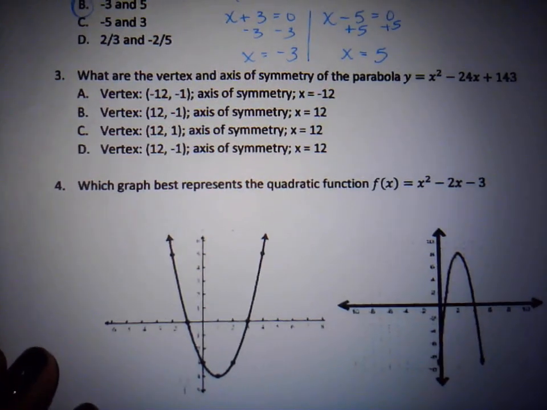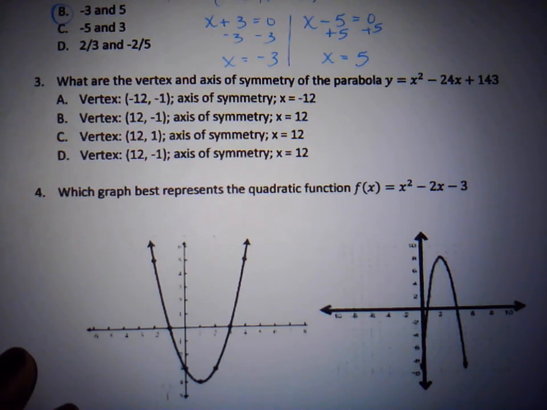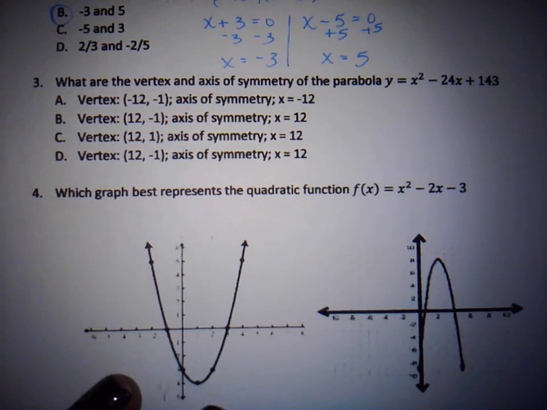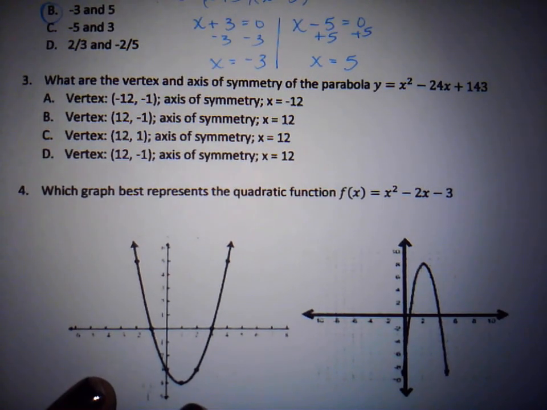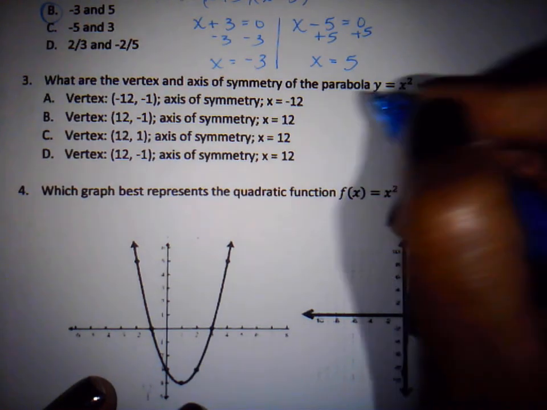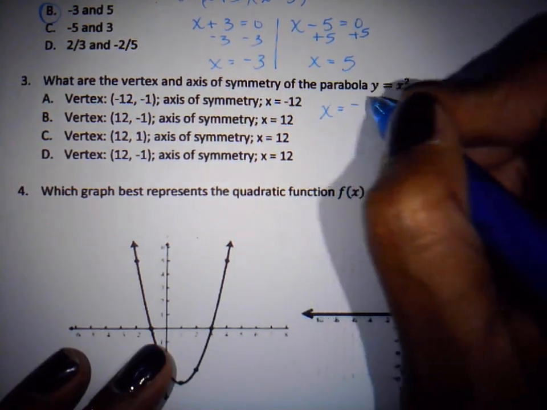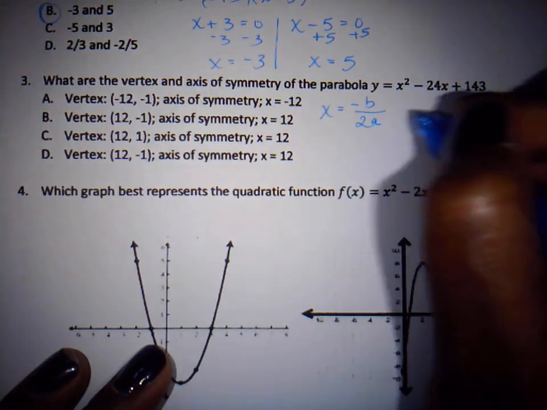All right, number 3. It says, what are the vertex and axis of symmetry of the parabola y equals x squared minus 24x plus 143? Young people, we're going to use the axis of symmetry formula, which gives us our axis of symmetry, obviously, as well as the x value of our vertex. That's the easiest thing we could do. Now, yes, you could put this into vertex form, but I think that's just too much work for what this problem calls for, okay? So we're going to say x equals negative b over 2a, okay?